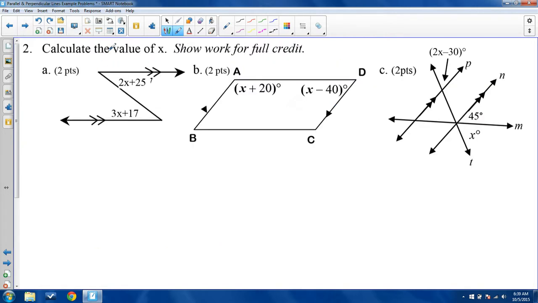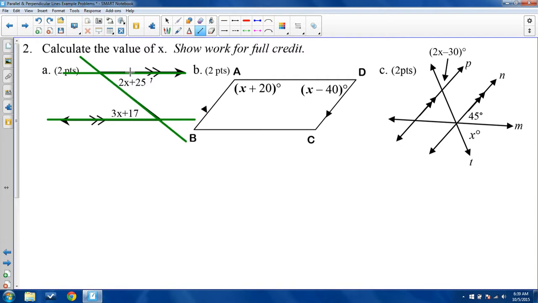Okay, number 2, calculate the value of x. Show your work for full credit. So what I'm going to do again is, sometimes you might not be able to recognize what you're looking at unless you can hide other lines or extend other lines. In this first example, they give these arrows to indicate that these two lines are parallel. So I'm going to extend these lines out just a little bit more to give you that relationship more easily.